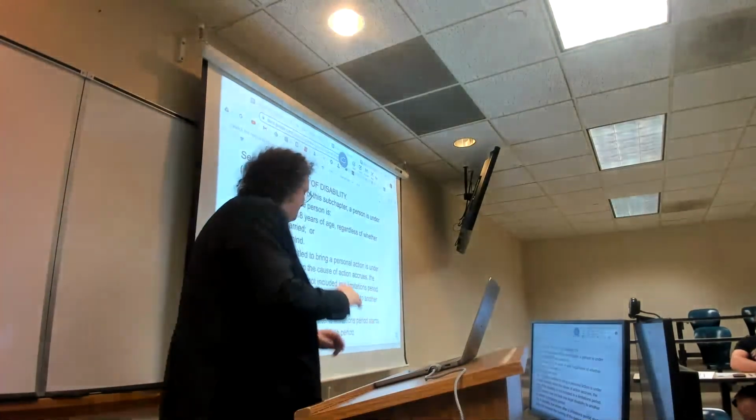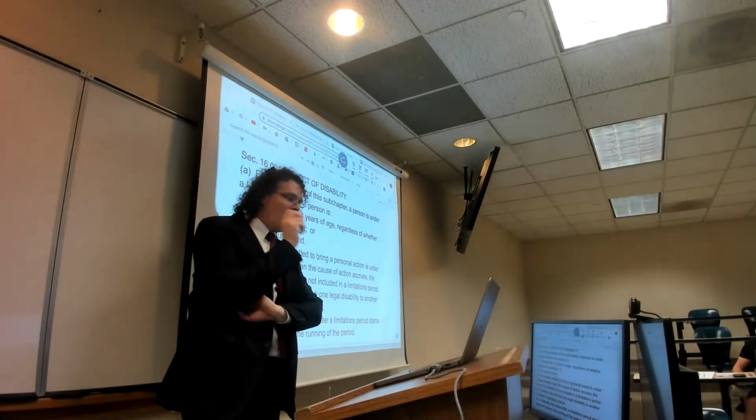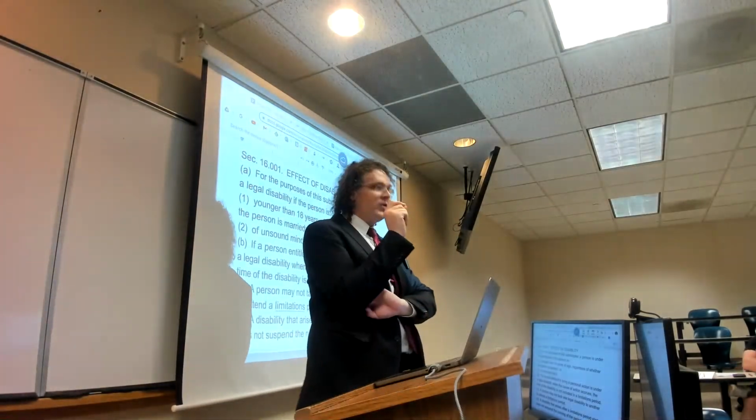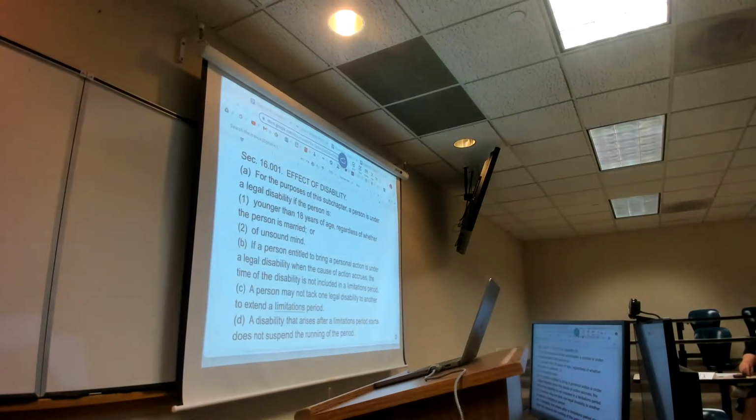So paragraph C. A person may not tack one legal disability to another to extend the limitation period, right? You only get one bite at the apple, right? You get one disability. So let's just say, to give an easy example, a person's under the age of 18, and on their 18th birthday, they get into a car accident and go into a coma. Doesn't matter. The clock starts ticking when they turn 18.